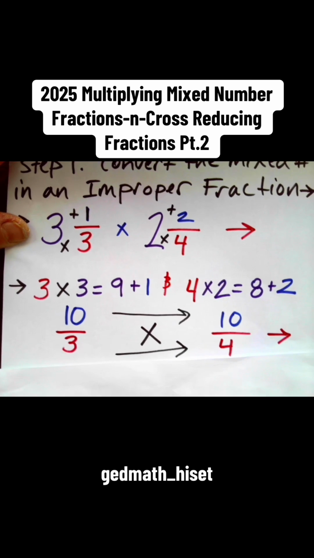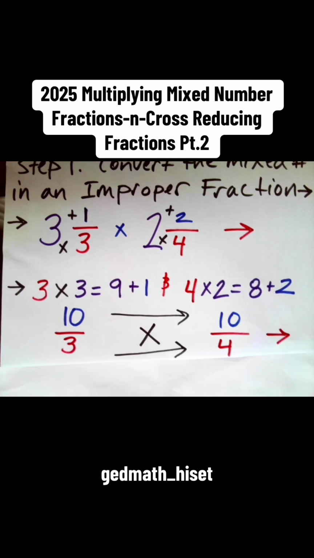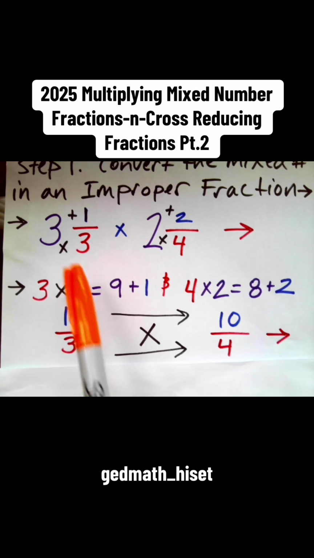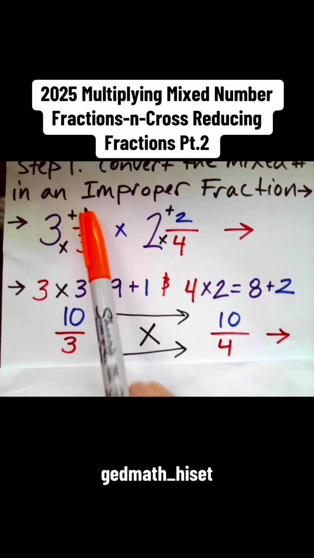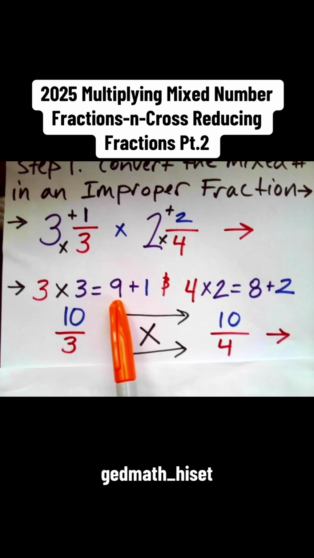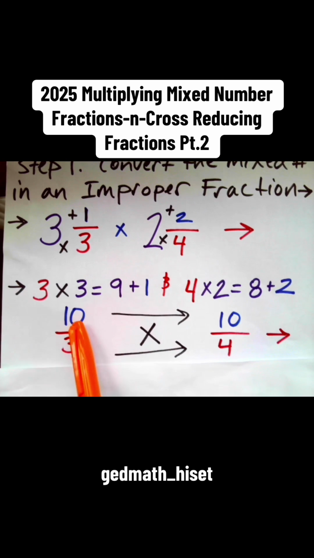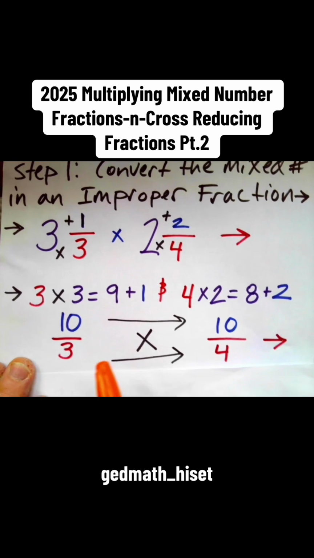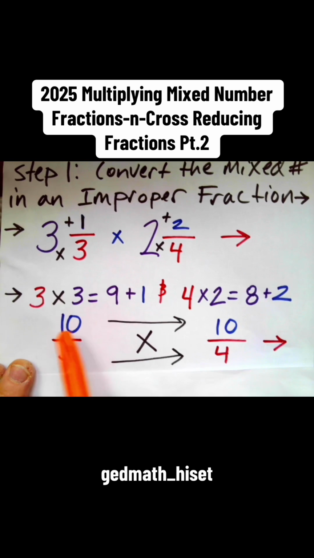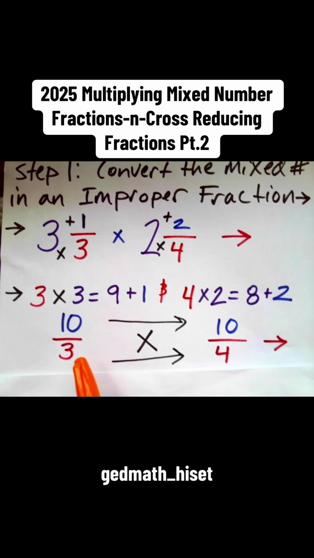Okay. And then, of course, once you've converted, you follow the rule, multiplying the fractions top to top and bottom to bottom. So 3 times 3 is 9 plus 1. 3 times 3 is 9. Plus 1, that's 10. And that goes on the top of our new improper fraction. Improper fractions essentially just mean top heavy, right? Improper fractions are heavier on the top than the bottom.